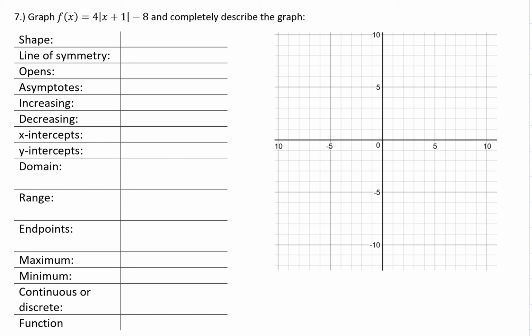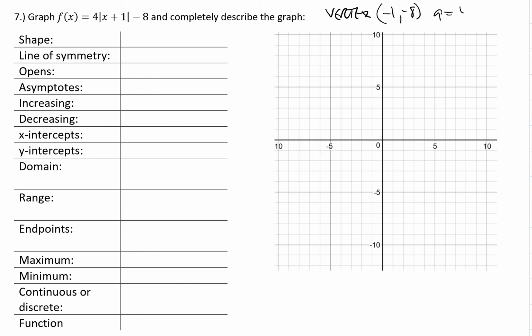All right, on this particular problem, it says to graph f of x equals 4 times the absolute value of x plus 1 minus 8 and completely describe the graph. So a lot of you guys do this on your calculator, but you really don't need to, because you know that the vertex is going to be -1, -8.